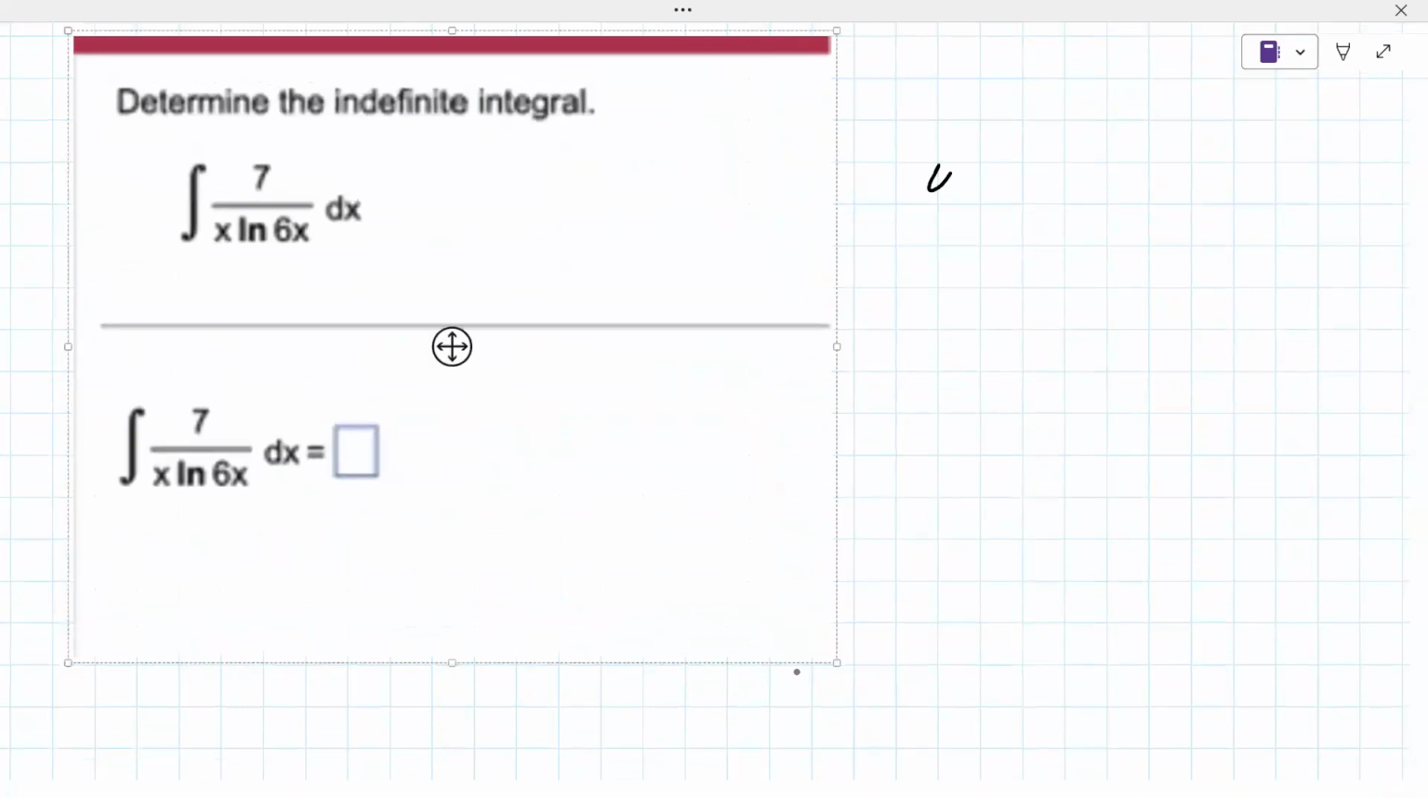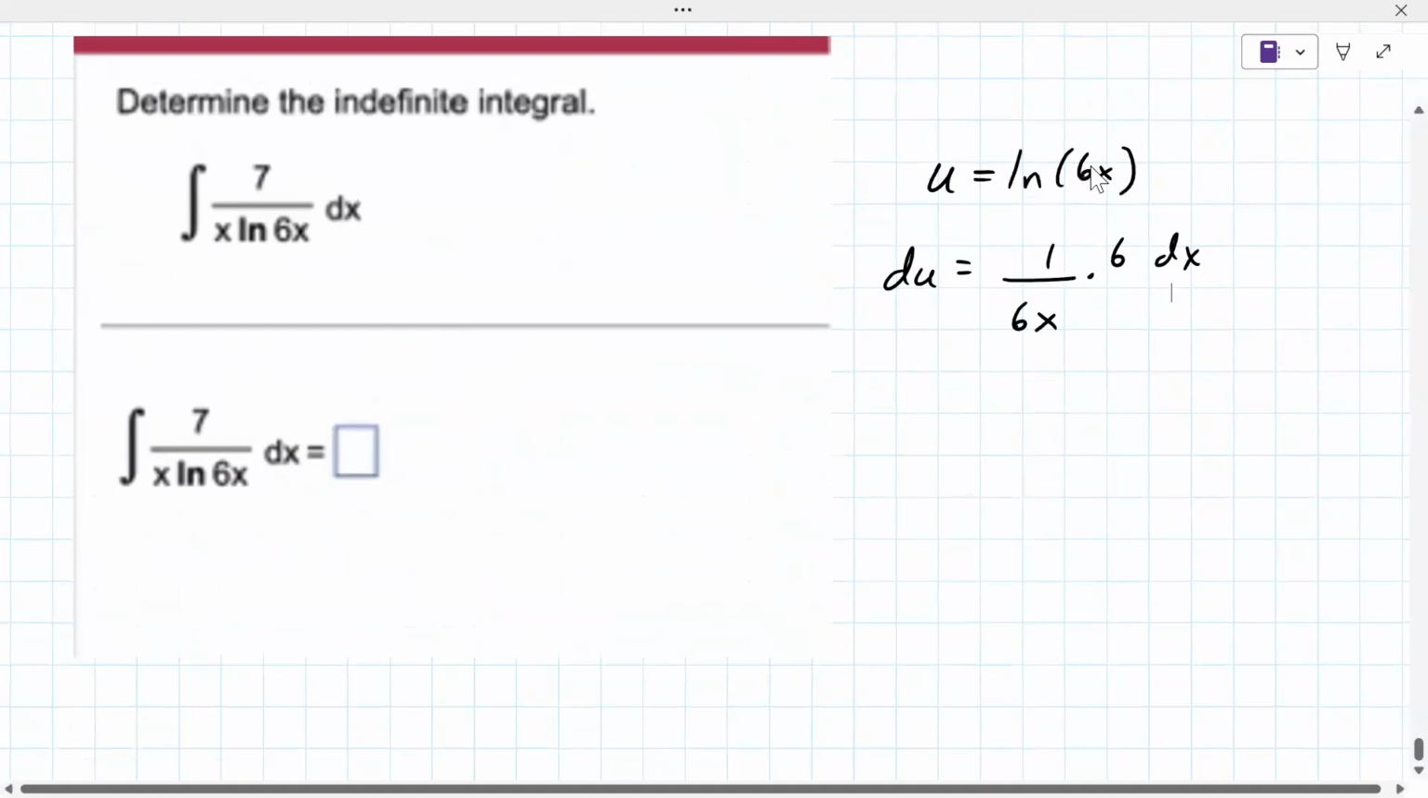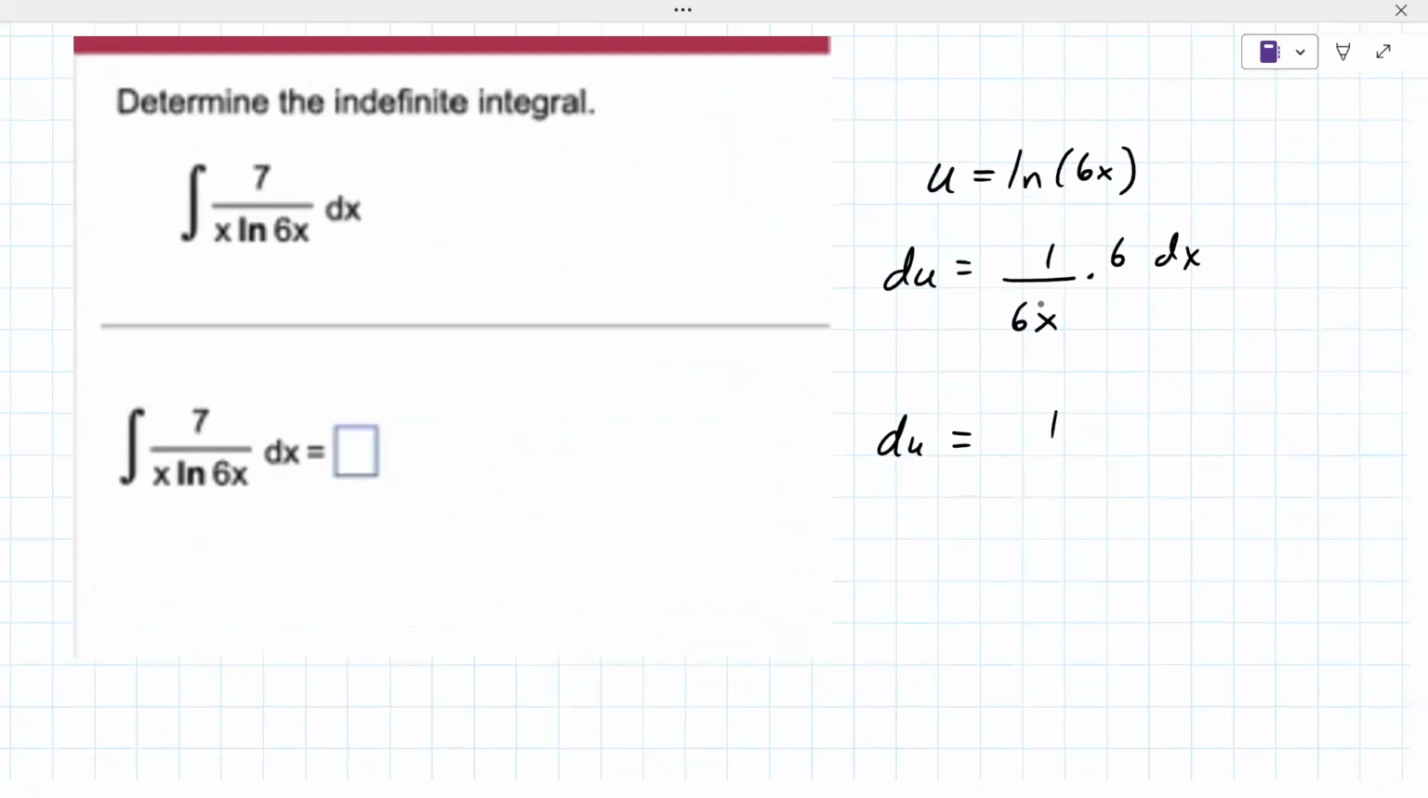So this one, your u is natural log of 6x. Your du is 1 over 6x times 6 dx. That's the chain rule. Remember, the derivative of natural log is 1 over what's inside times the derivative of the inside function. It does reduce to just 1 over x times dx. dx is x times du.